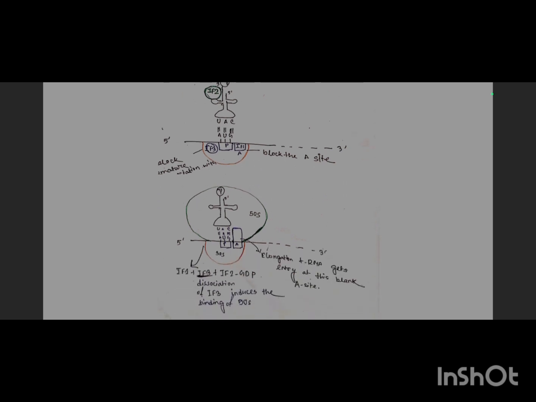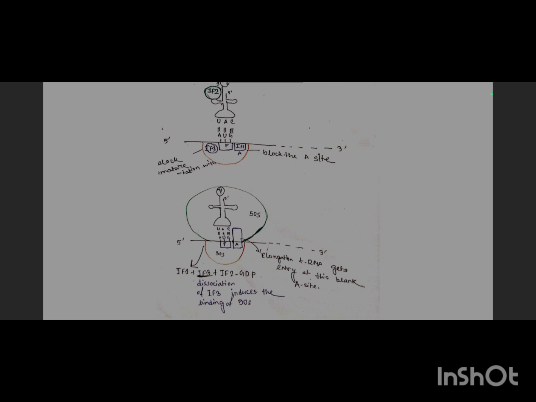Then what happens? When the initiator tRNA comes and binds with the AUG start codon at the P region, the IF3 gets dissociated. Then when IF3 is dissociated, the 50S subunit comes and sits, and now the whole ribosome with the mRNA, along with the first tRNA with the first amino acid, the entire complex is formed. Now the initiation is completed. After this the elongation process will start. So in this way the entire prokaryotic initiation of translation happens.